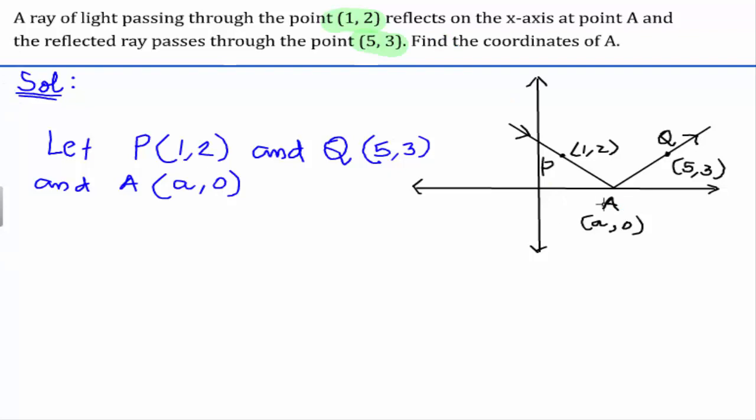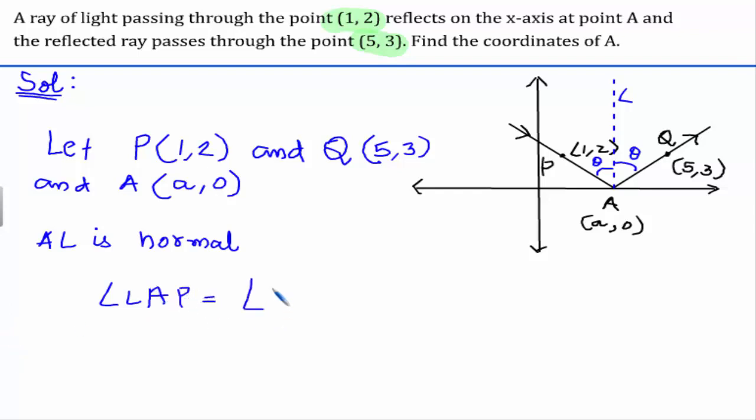a normal here. Here is a normal. So AL is a normal. Let us write that AL is normal, and let us assume this angle as theta. Therefore this angle is also theta. So angle LAP is equal to angle LAQ is equal to theta.